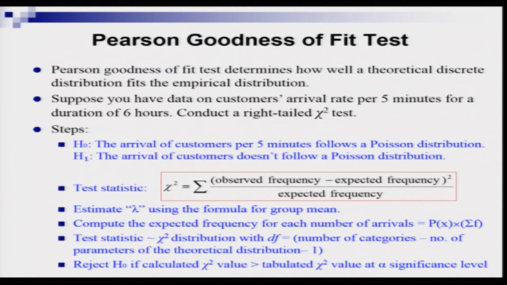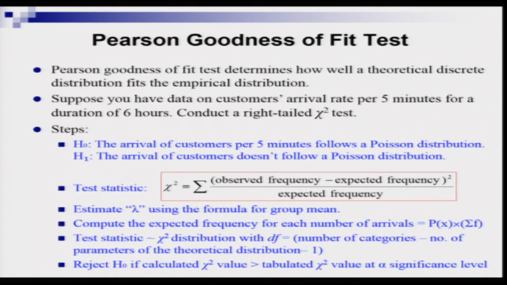Now, in this slide I am showing you the different steps. Of course, in the very first step you have to set the null hypothesis and the alternative hypothesis. Let me show you the steps assuming the story that I started with, which is basically arrival of customers in a shop or in a bank. The null hypothesis is that the arrival of customers per 5 minutes follows a Poisson distribution, and the alternative is that the arrival of customers does not follow a Poisson distribution.